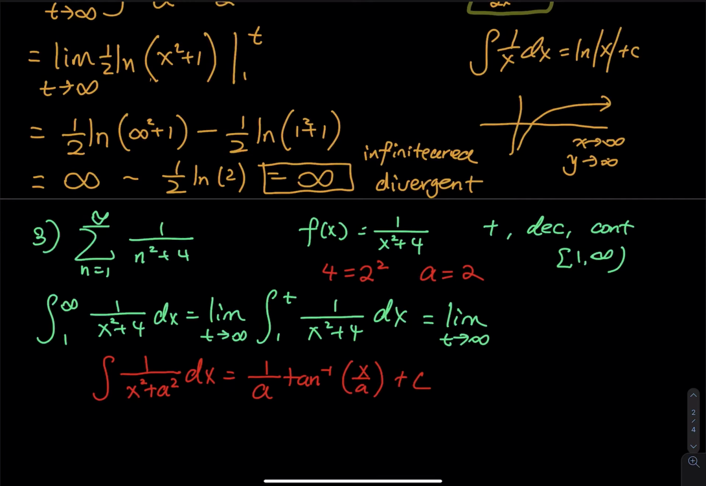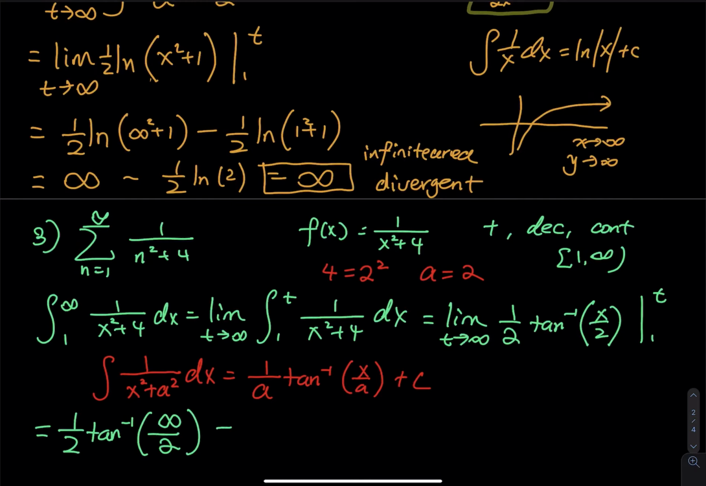So 1 over a is 1 divided by 2. And then inverse tangent x divided by 2, right? And then we don't do the plus c because we are doing a definite integral that goes from 1 to t, and then you plug in the t, plug in the 1 using the fundamental theorem of calculus. So you have 1/2 inverse tangent, t will be infinity, right? Divided by 2, and then minus 1/2 inverse tangent of 1/2.